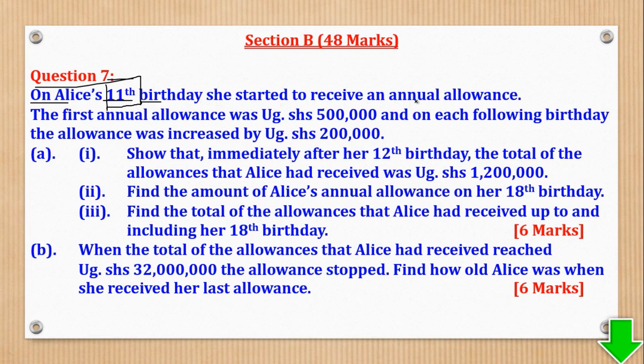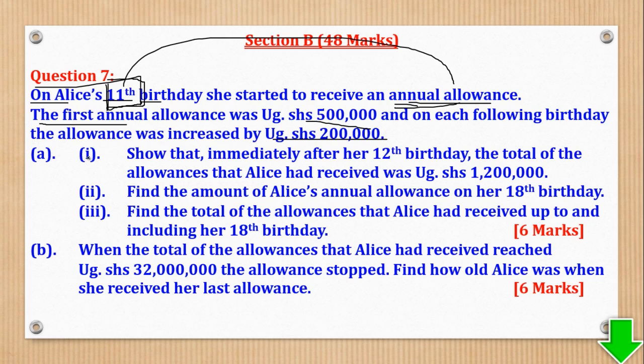She started to receive an annual allowance. So it is on the 11th birthday where she began to receive allowance. Some students, when they saw this, thought this was the 11th allowance. It is not okay. So 11th birthday corresponds to first allowance. Okay, then it says the first annual allowance was shillings 500,000, and on each following birthday the allowance was increased by shillings 200,000.